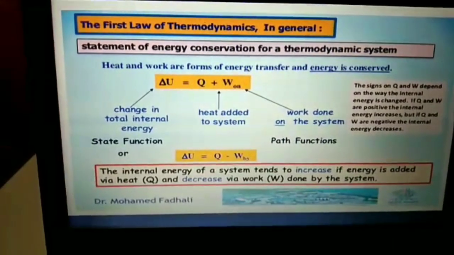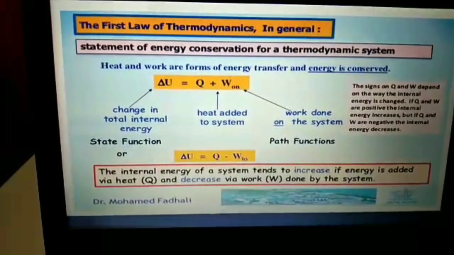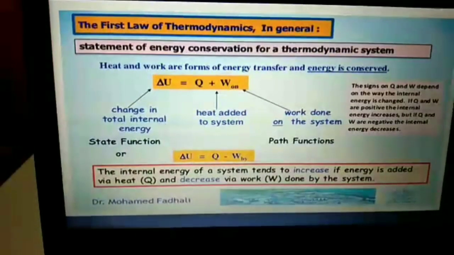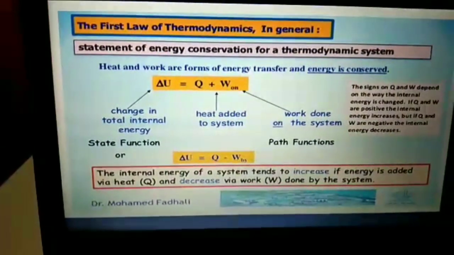The internal energy of a system tends to increase if energy is added as heat and decrease via work done by the system. The law says that there are two kinds of processes, heat and work, that can lead to a change in the internal energy of a system. Since both heat and work can be measured and quantified, this is the same as saying that any change in the energy of a system must result in a corresponding change in the energy of the surroundings outside the system. In other words, energy cannot be created or destroyed.